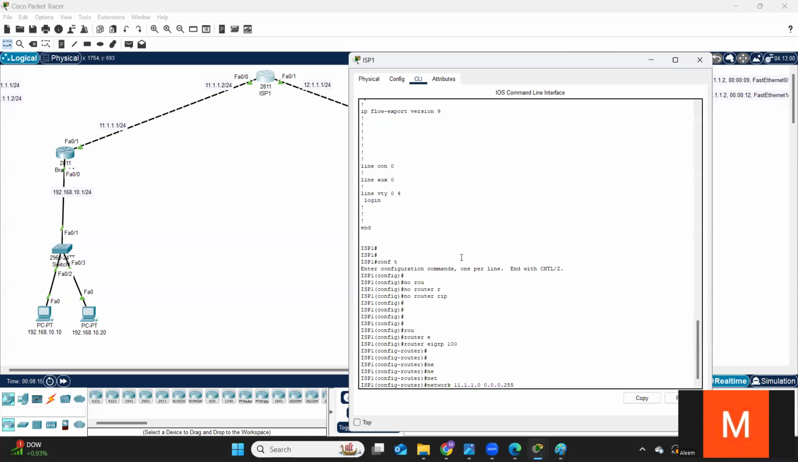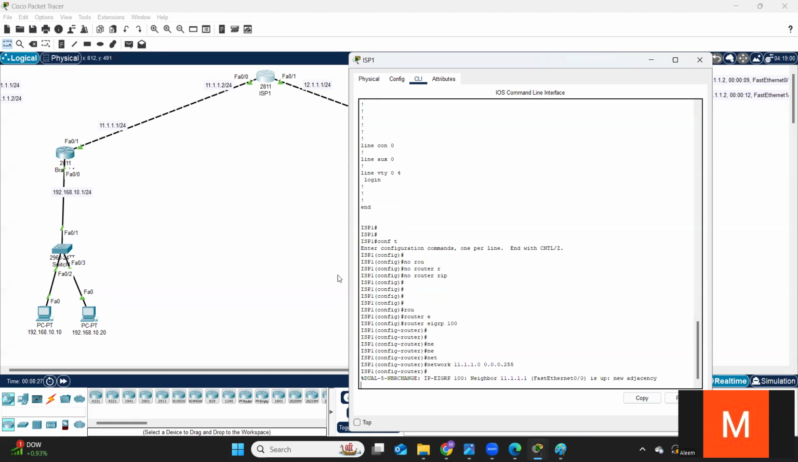If you hit enter, within a fraction of a second the neighborship will be formed. That is the reason convergence is very fast; neighborship convergence is very fast. You want to check? Yes, you can check. The neighbor is formed. The new adjacency is formed just as I hit enter. Yes, we got a neighborship. With whom? AS number 100, and the neighbor IP address is 11.1.1.1.